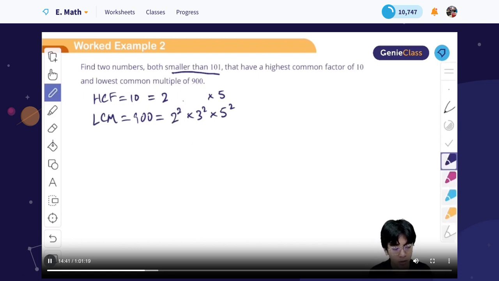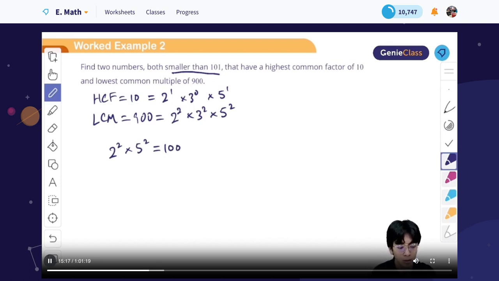So you just need to split up this 2 and 2 squared, and this is times 3 power 0, or this is power 1, right? You will split up these factors into the two numbers such that you get less than 101. In this case, I would take the first number to be 2 squared times 5 squared, because 2 squared times 5 squared is 100, and that is the closest I can get to 101.